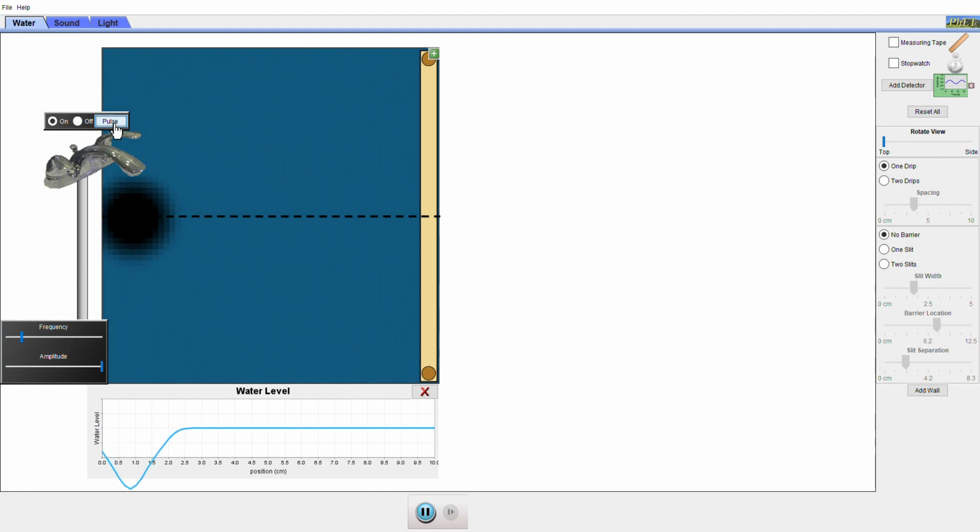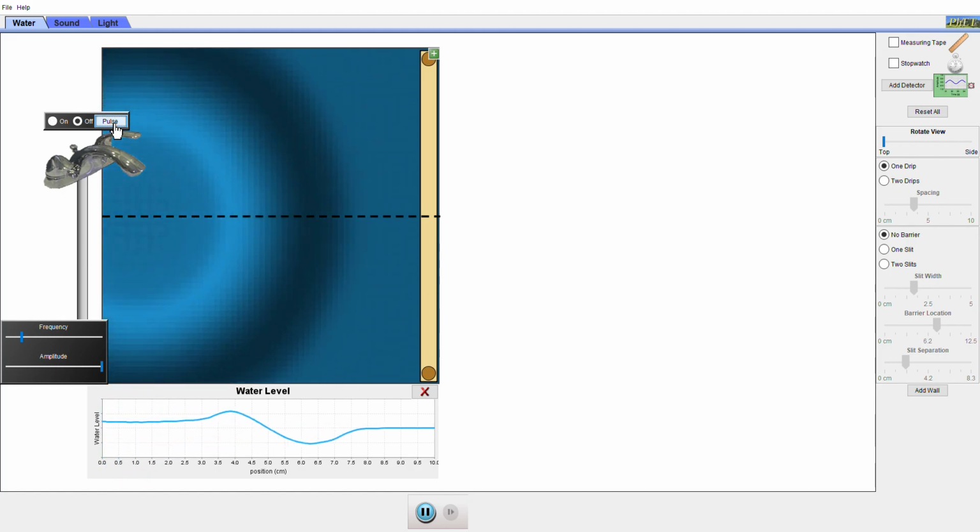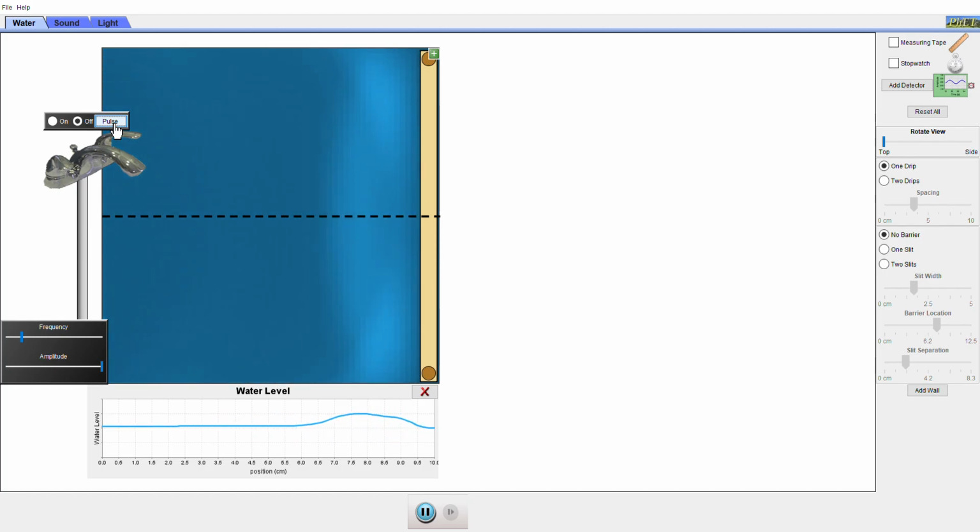So I'll give you another pulse here. And you want to draw what you see in the tank, not on the graph. Okay, just show that one wave, how it looks when it's reflected back off the wall.